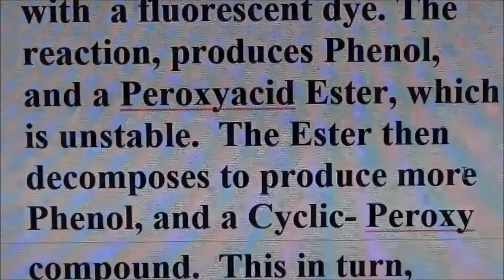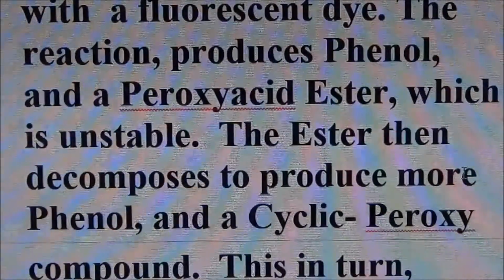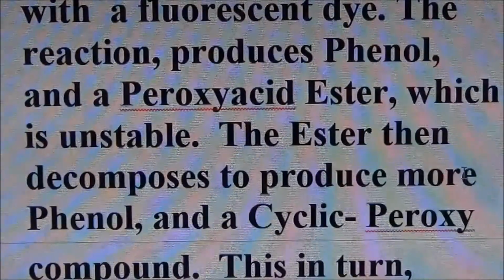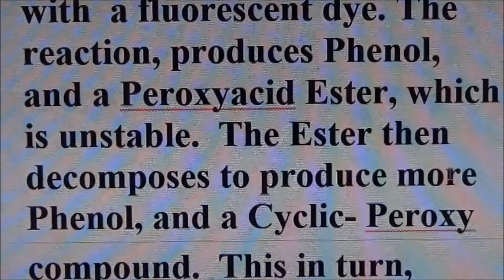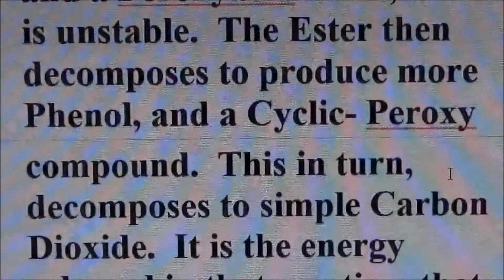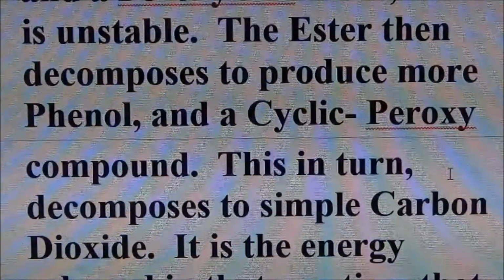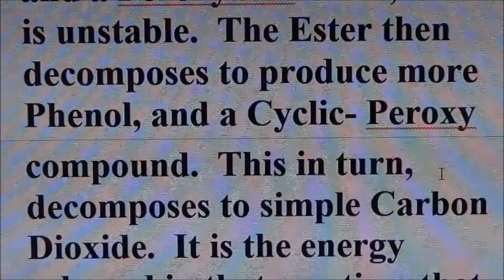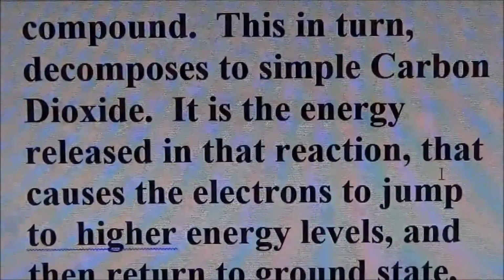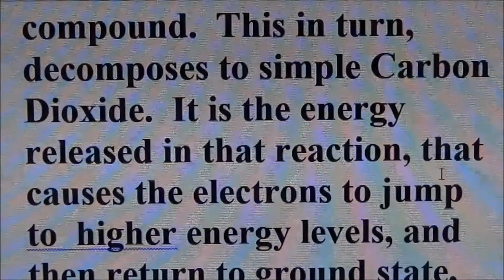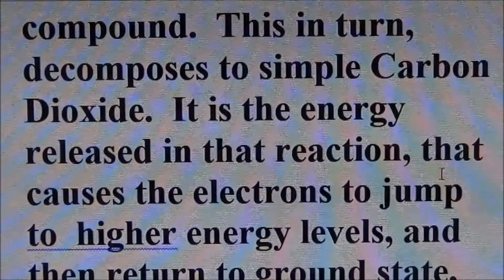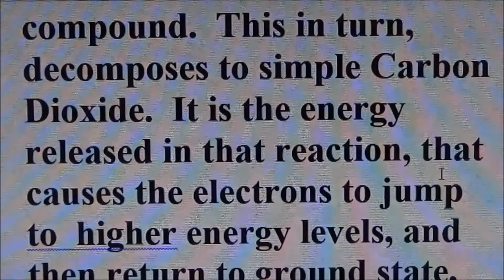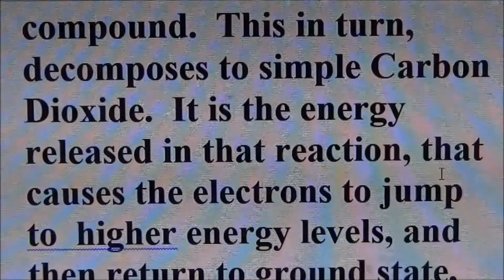The reaction produces phenol and a peroxyacid ester, which is unstable. The ester then decomposes to produce more phenol and a cyclic peroxy compound. That in turn decomposes to form simple carbon dioxide, CO2, and that is the end product.